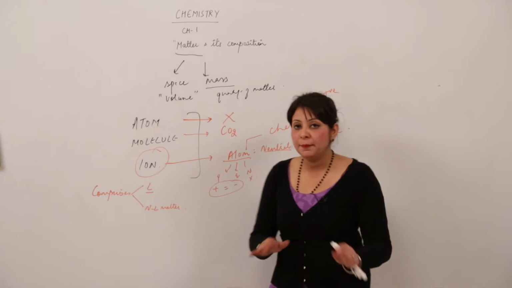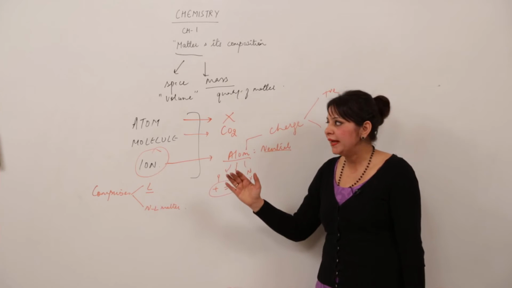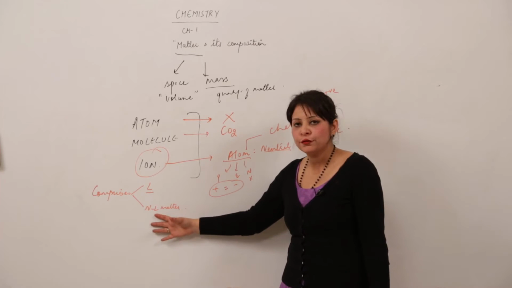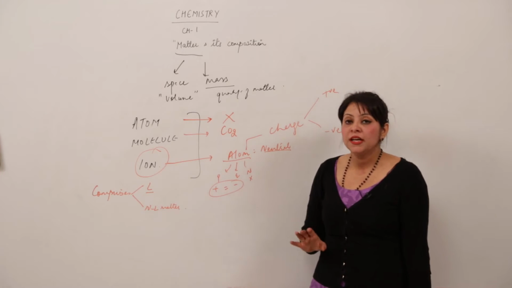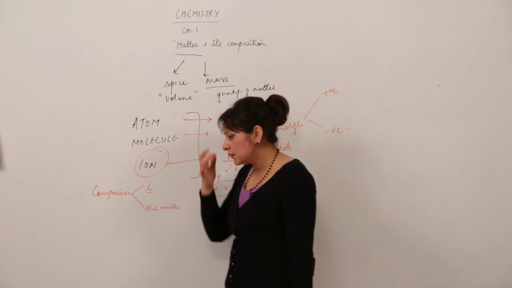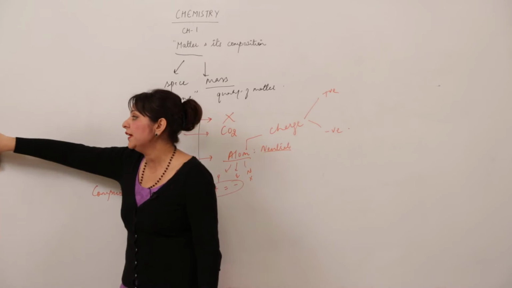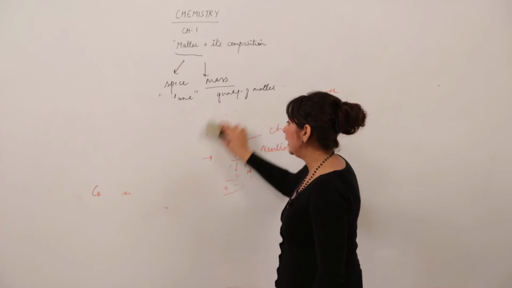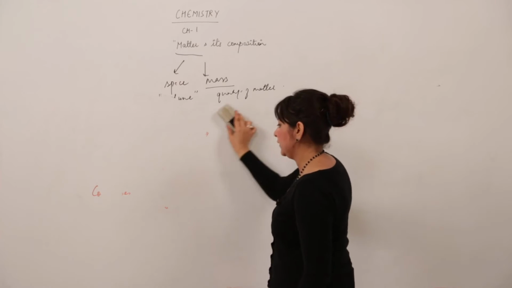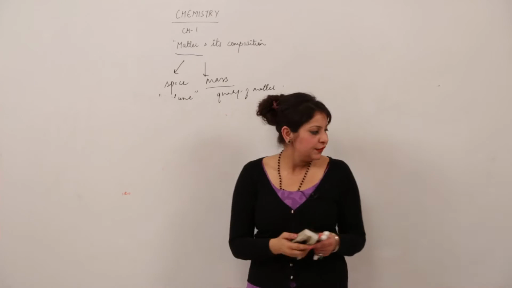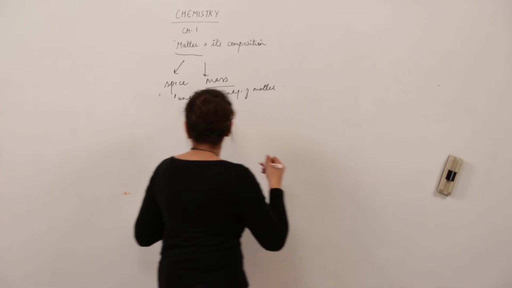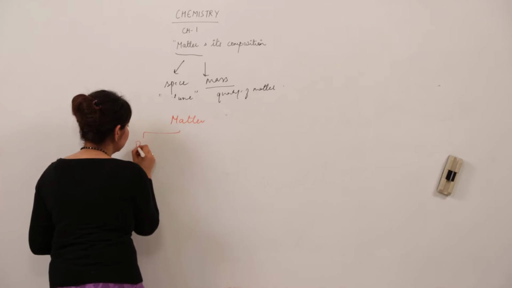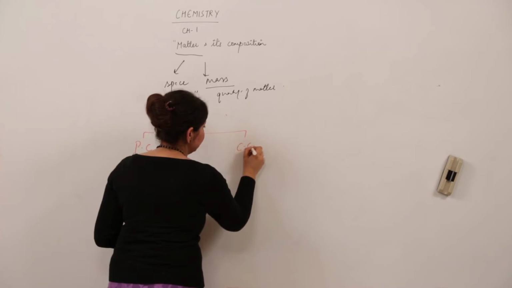So now you are familiar with what matter actually is. What is the composition of matter? What does it comprise of? So we know what matter is now. Now in the next step we are going to classify matter. When we classify matter, we classify it under two categories: physical classification and chemical classification.